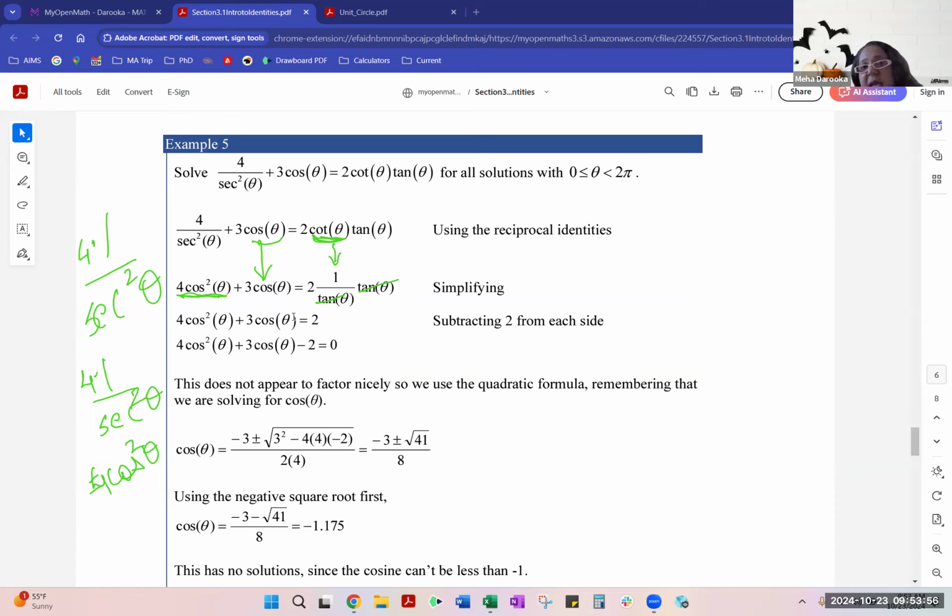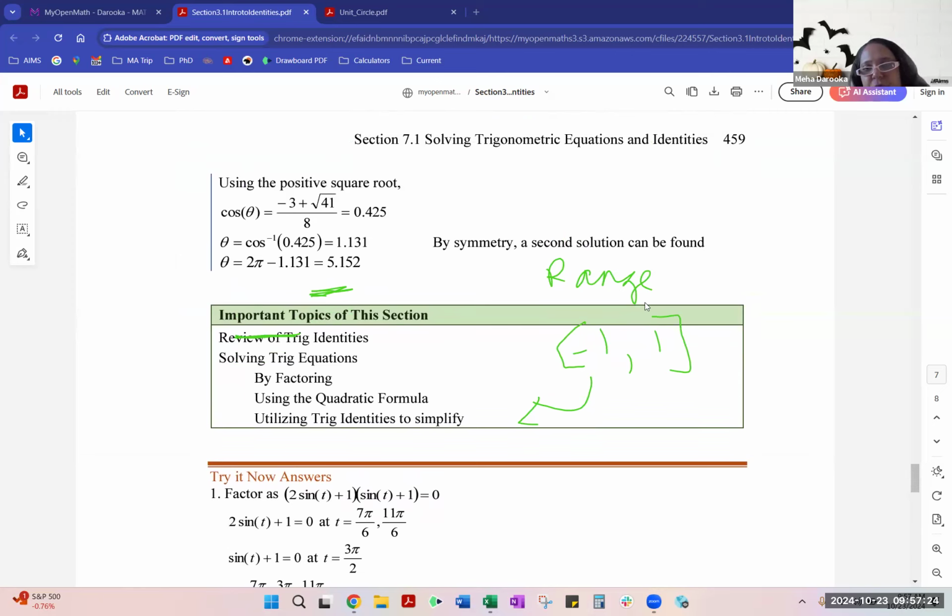Remember, the range of the cosine function is between -1 and +1. So this number is smaller, so you're going to have no solutions since it's smaller than -1. And then for the positive root, you are, of course, getting positive 0.425, which is within the range of -1 to +1.